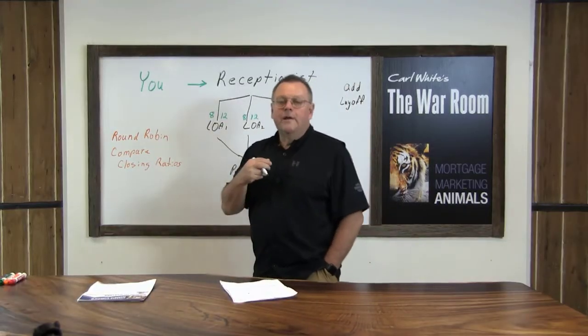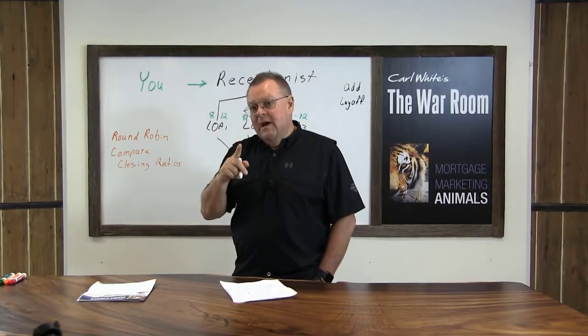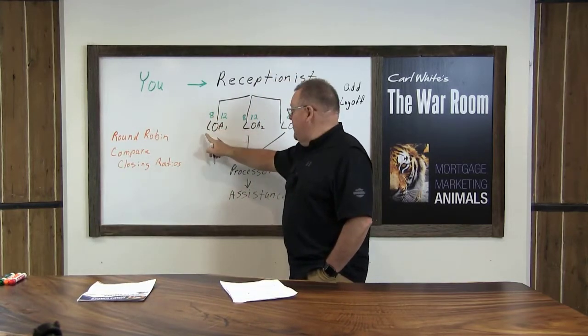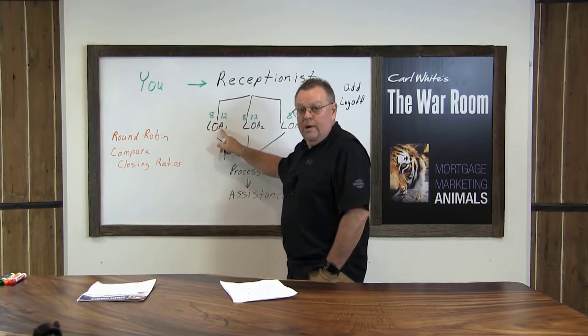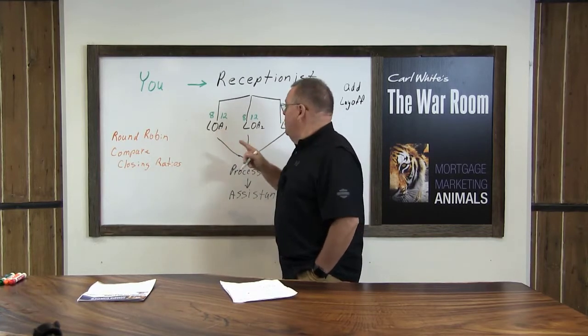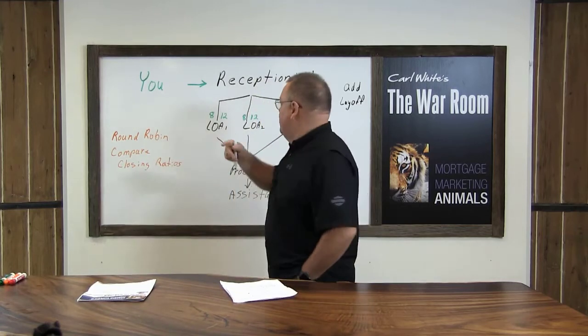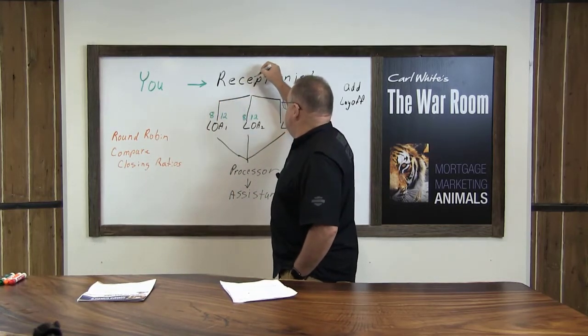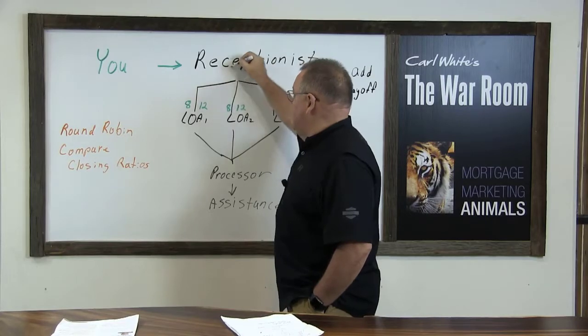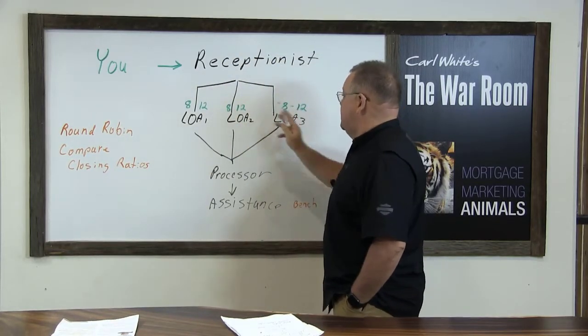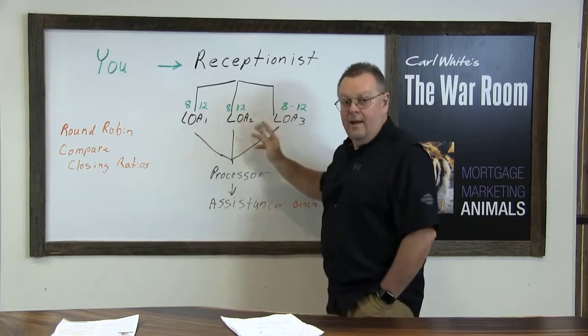Now, the other good thing that this does is, number one, if one of these 8 to 12 files closes late, we know that loan officer assistant number 1 is the person we need to look at. The other thing that allows us to do is a round robin of the leads. In other words, when the leads come in, the receptionist gets the leads. Lead number 1, she sends here. Lead number 2, here. Lead number 3, here. Lead number 4, 5, 6, 7, 8, 9, 10, 11, 12.